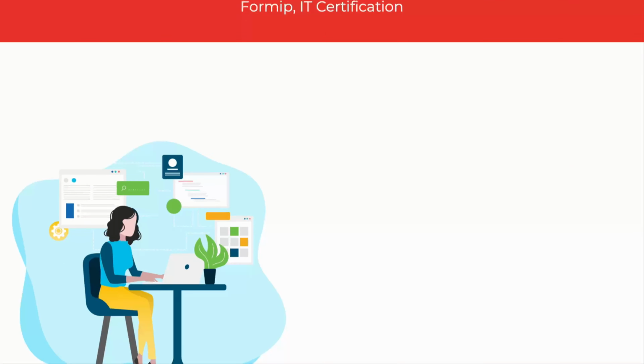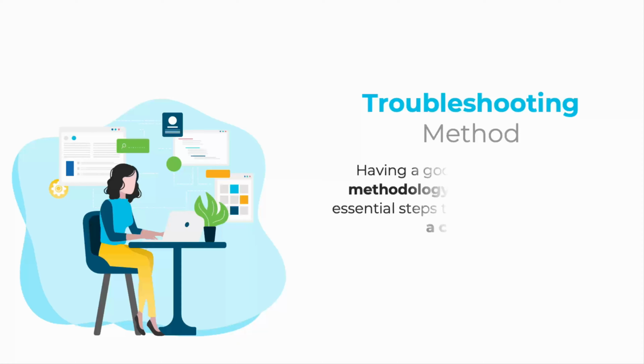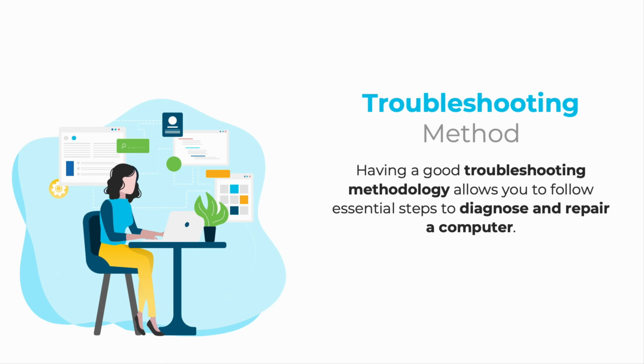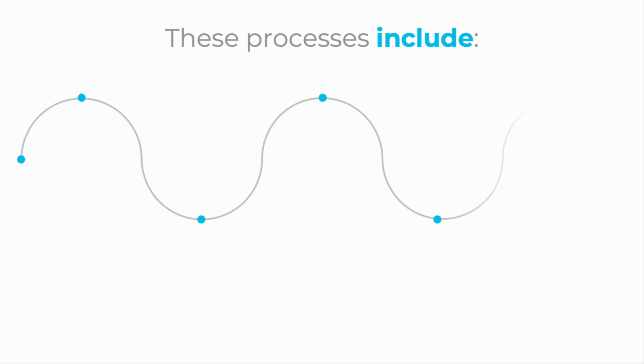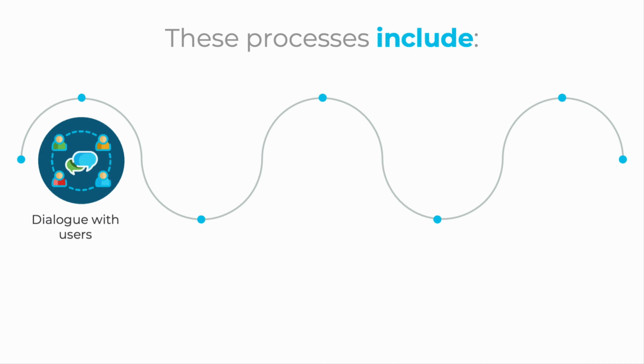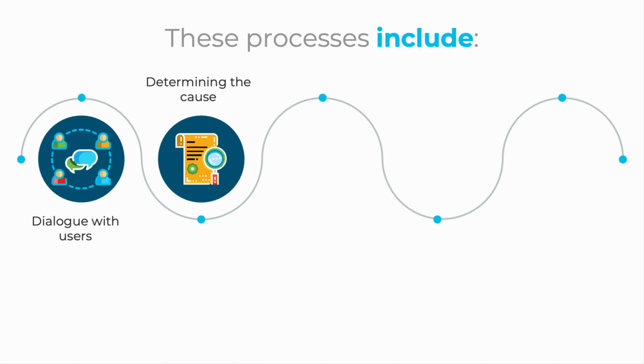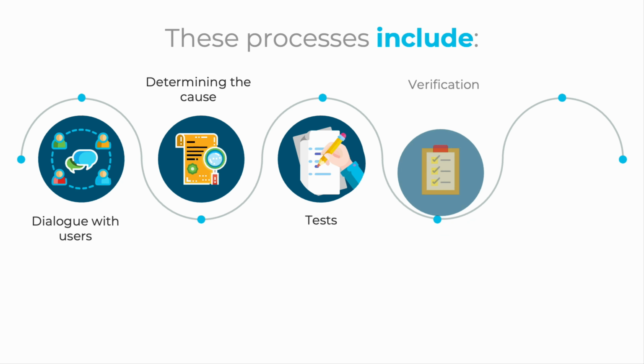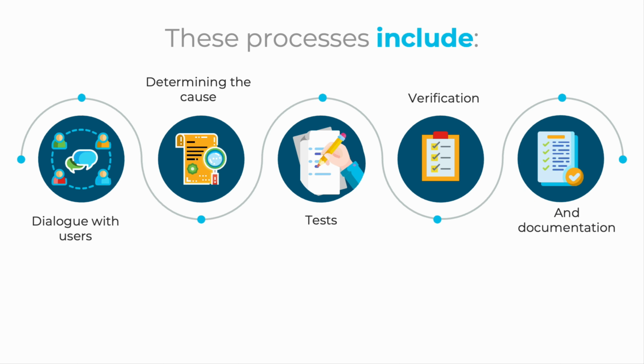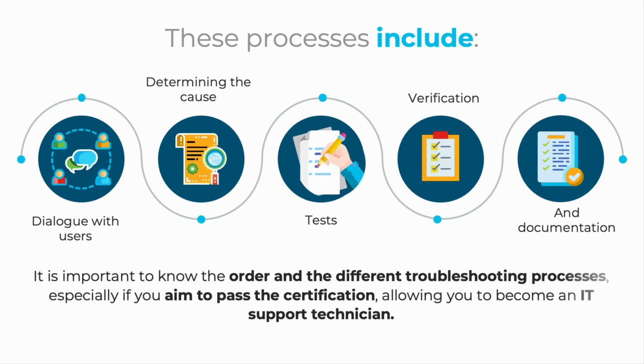Troubleshooting method. Having a good troubleshooting methodology allows you to follow essential steps to diagnose and repair a computer. These processes include user dialogue, determining how and when the problem occurred, determining the cause, tests, verification, and documentation. It is important to know the order and the different troubleshooting processes, especially if you aim to pass the certification, allowing you to become an IT support technician. We will therefore detail all the steps to obtain effective troubleshooting.